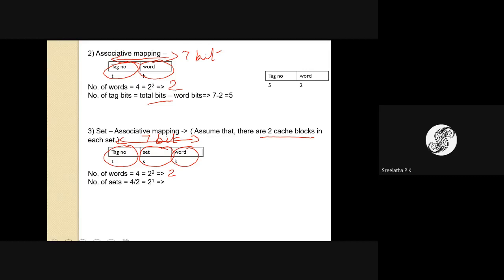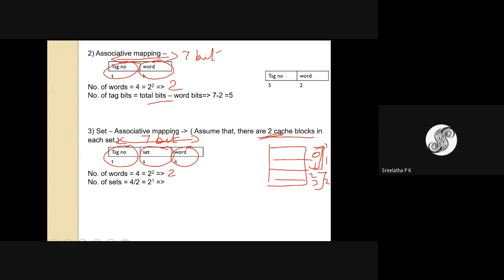How do you find the number of sets? Total number of cache blocks present. The cache memory consists of 4 blocks, 0 to 3. And I have assumed that 2 blocks are present in each set. 2 blocks form one set, and this is the next set.